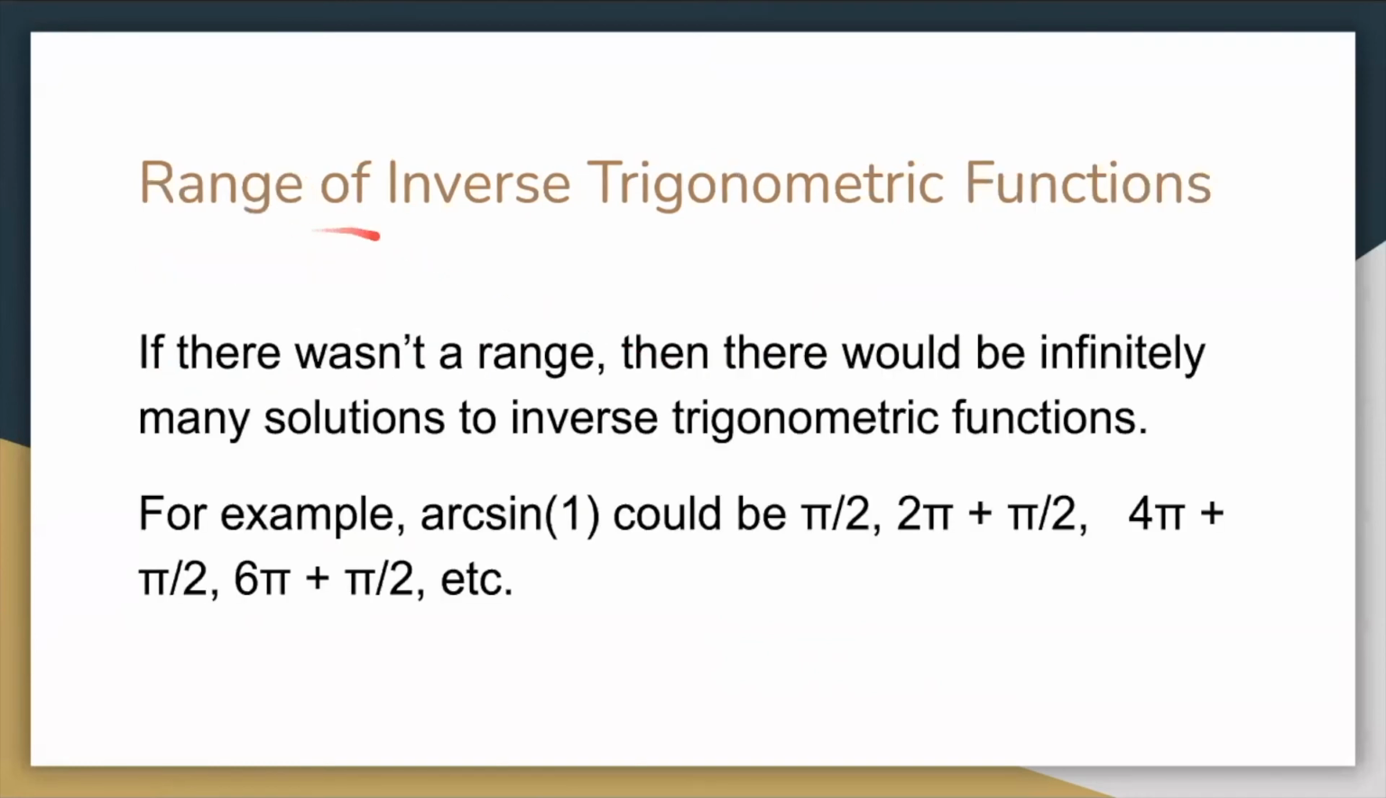All right, and inverse trigonometric functions need to have a range, because if there wasn't a range, then there would be infinitely many solutions to inverse trigonometric functions. For example, arc sine of 1 could be pi over 2, 2 pi plus pi over 2, and so on, because sine of pi over 2 equals 1. But if you go 2 pi radians or 360 degrees around the unit circle, you're going to get back to the same point. So sine of 2 pi plus pi over 2 is also equal to 1. And the same is true if you keep on adding 2 pi. So this is why we need a range.